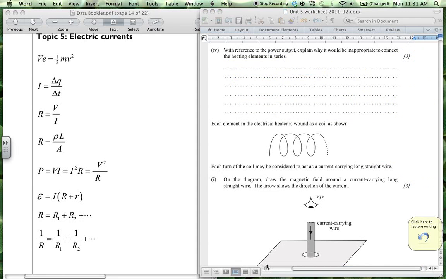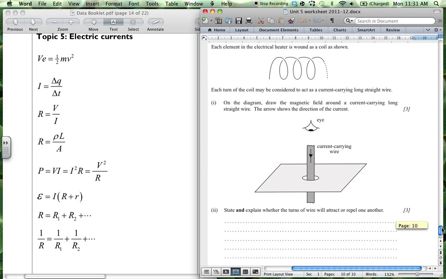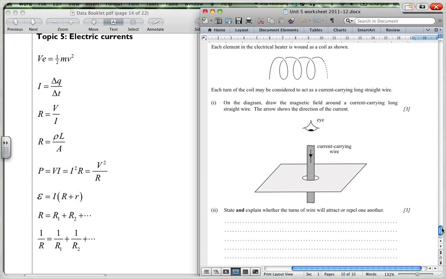Now we're moving on to a section which is actually in Unit 6. But let's do it here. So it says over here, each element in the electric heater is wound as a coil as shown. Each turn of the coil may be considered to act as a current-carrying long straight wire. On the diagram, draw the magnetic field around a current-carrying long straight wire. The arrow shows the direction of the current. So this is your I.